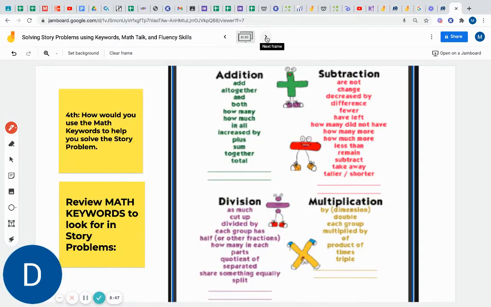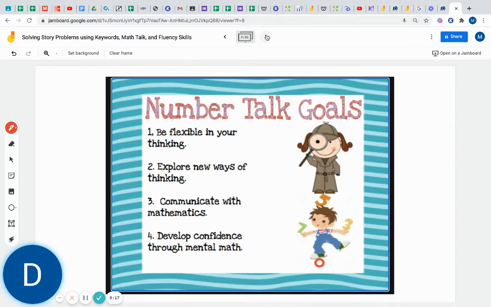Not too bad. Okay, so how would you use math keywords to help you solve story problems? You could look at these really quickly and use this anchor chart also to help you in future story problems, in knowing what should I do, until you become more confident in knowing how to solve the story problems correctly. What I mean is by choosing the correct plan. And the best way is by being on the lookout for these keywords. That is definitely a great way to help you get started in this process.